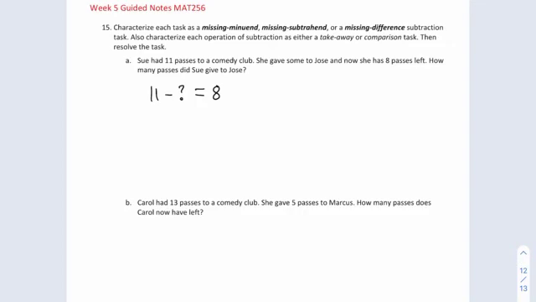All right, well, this is a subtraction task. We're framing this as a subtraction task because that's what we were asked to do. And the parts that we know are the minuend and the difference. We do not know the subtrahend. So this is a missing subtrahend subtraction task.